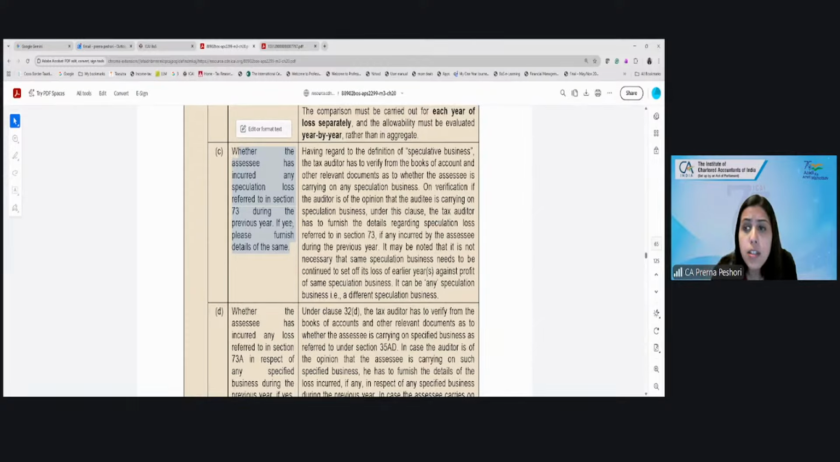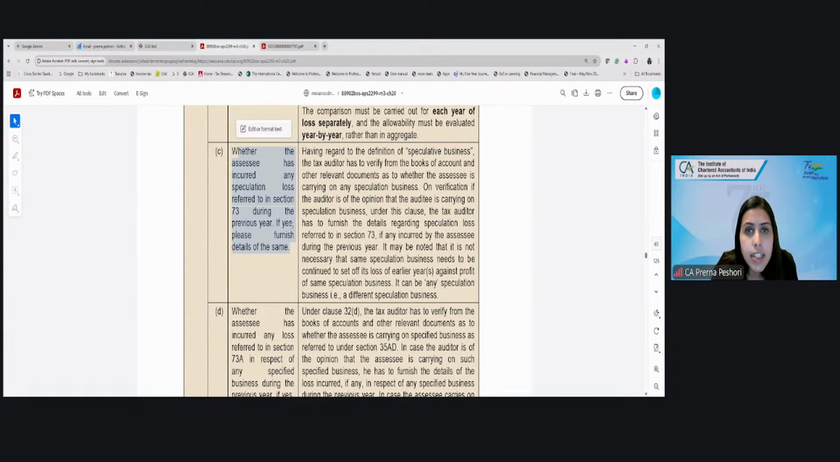And if there are two businesses, the auditor should see whether separate expenditure is maintained with respect to the speculative business or not, whether there is any unabsorbed depreciation relating to that or not. So basis that, the auditor has to report it over here. Are we getting this? So he has to report any speculation loss over here.